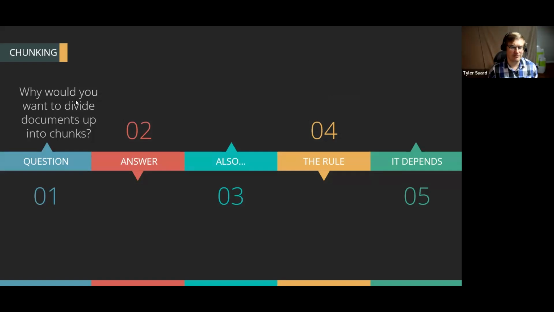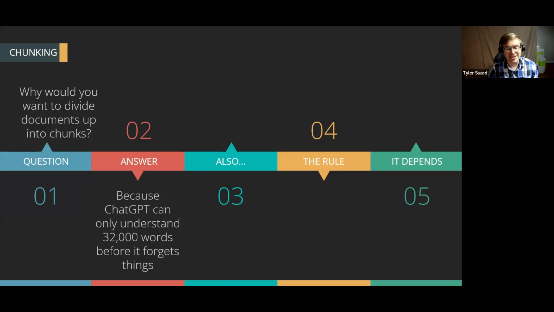Now we're going to talk about chunking. So why would you want to divide documents up into chunks? So let's say you have a really long document. Let's say you have the Constitution, and you want to get some information out of it. Why would you want to divide that Constitution up into chunks instead of feeding the whole thing to AI? The reason is ChatGPT can only understand around 32,000 words before it starts to forget things. This is kind of a complicated explanation. It goes along with the architecture, but it's basically just a limitation that we have to work with for now. So you cannot put in the whole Constitution because it's much longer and you won't get a good response out of it. It won't understand the whole thing.